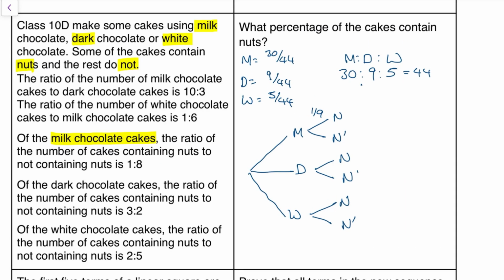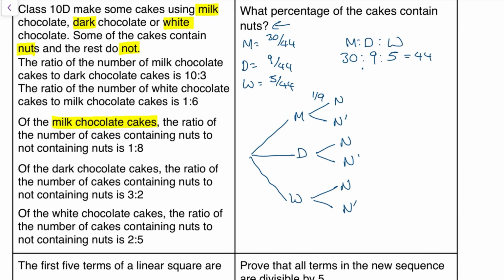Now remember, what do I want? I want the percentage of nuts. So in other words, I want this number here, this number here, and this number here. So I don't care about the 8/9.